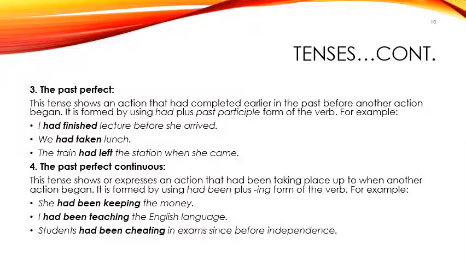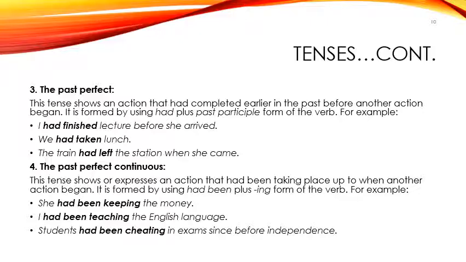The third type of past tense is called past perfect tense. Remember, we have taken simple past, we have also taken past continuous. The third is past perfect tense. This tense is used to show that an action had completed earlier in the past before another action began. It's formed using had plus a verb in past participle form. Can you recall the past participle form? ed2. For example, I had finished lecture before she arrived.